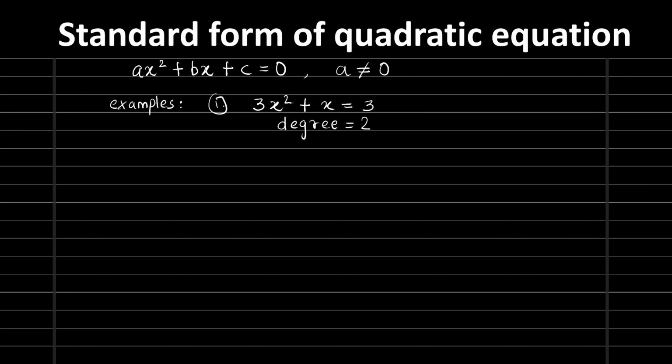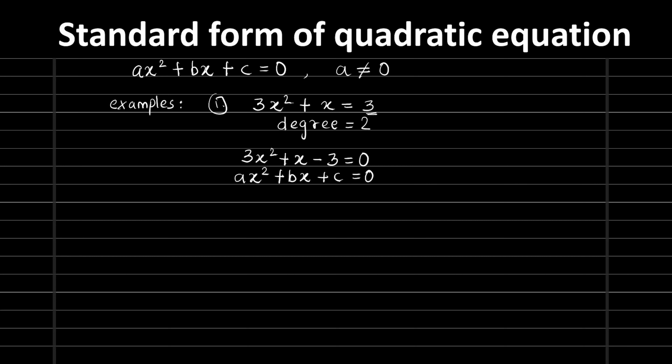Now, is it in standard form? No, right? Why is it not in standard form? Because this 3 which is present on the right hand side should be towards the left hand side, right? So we will make it standard form by writing 3x square plus x minus 3 equal to 0. Now this quadratic equation is in the standard form, and on comparing it with the standard form, you can also write down the values of a, b and c.